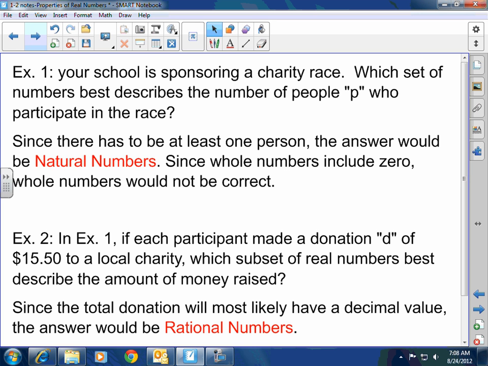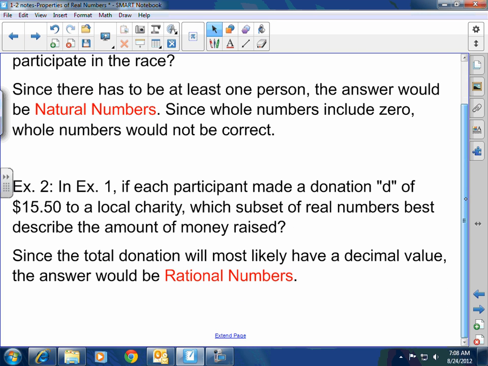Example 2. In example 1, if each participant made a donation, D, of $15.50 to a local charity, which subset of real numbers best describes the amount of money raised? Well, since the total donation will most likely have a decimal, the answer would be rational numbers. Because again, rational numbers include decimals.